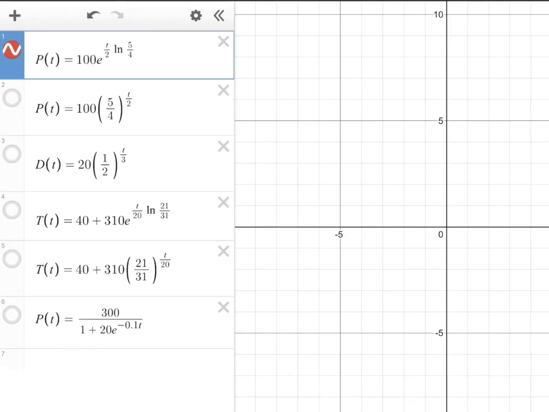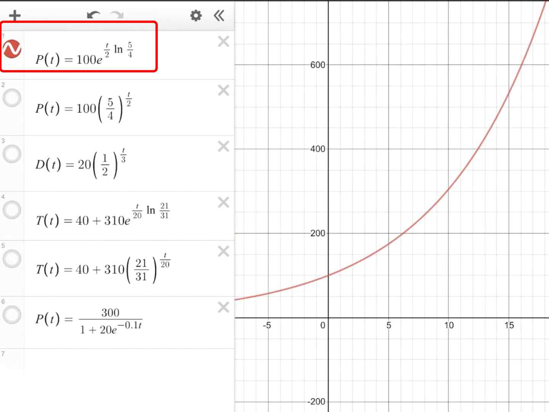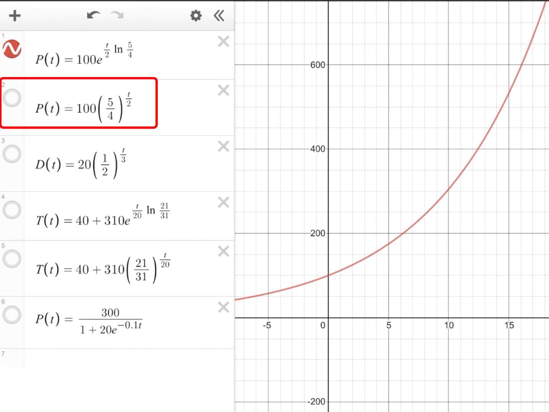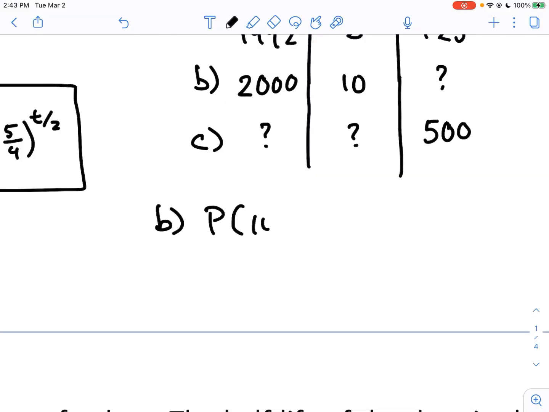The first function I'm revealing here, and let me zoom out so we can see this better. Here is the model P of t is equal to 100, which is the P naught, times e to the t halves times natural log 5/4. After I simplified that, we got this second model, which I'll reveal right now, but you can see it's the same graph. And to answer our first question, we wanted to know what the population is when t is 10. So x equals 10, and then see where that vertical line intersects our population curve. So we're going to say about 305 rabbits. Answer to question B: the population at time 10 is approximately 305 rabbits.